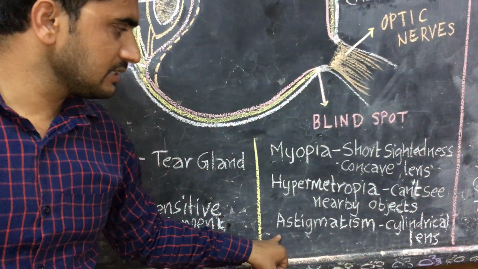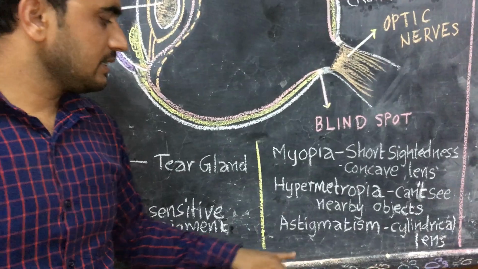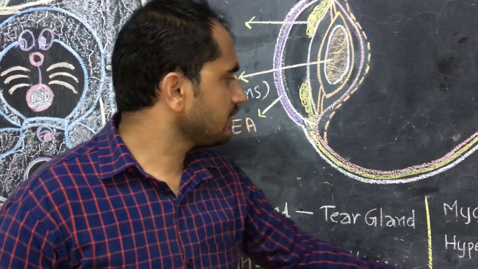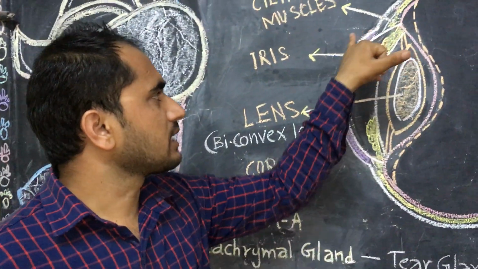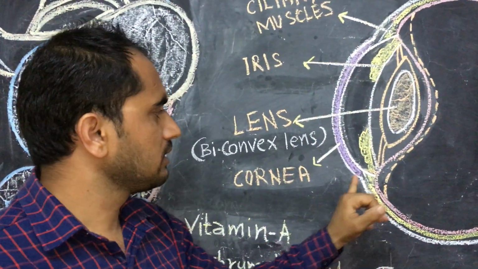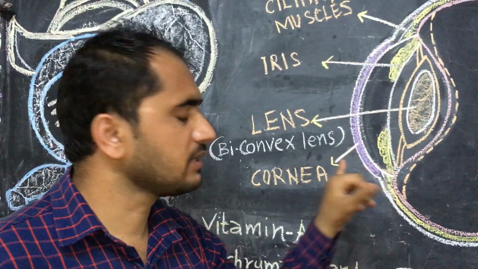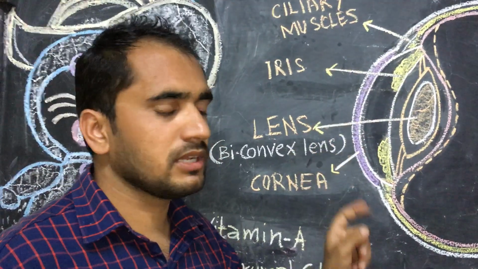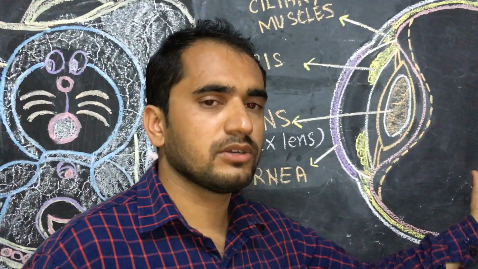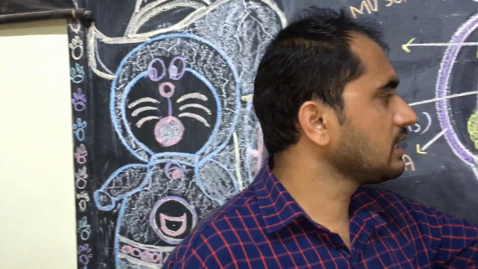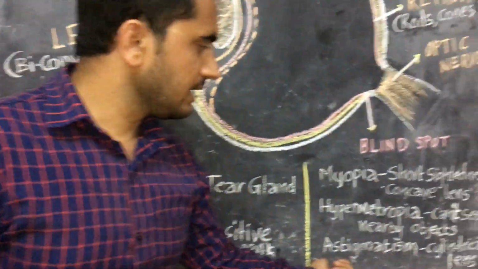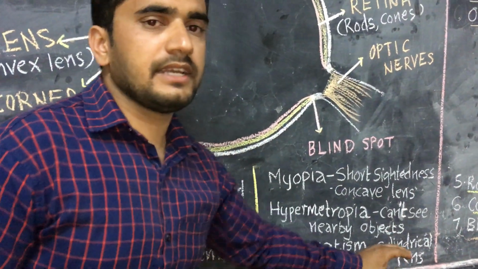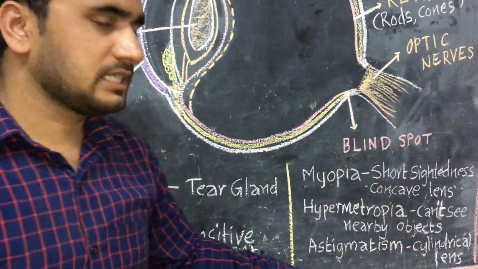The next is astigmatism. Astigmatism is also a disease related to the eye. In astigmatism, the curvature of the cornea becomes irregular. Here you can see this is the cornea, the front transparent part of the eye. When it becomes irregular, the image formed is not clear. That disease is called astigmatism and it can be corrected by cylindrical lens.